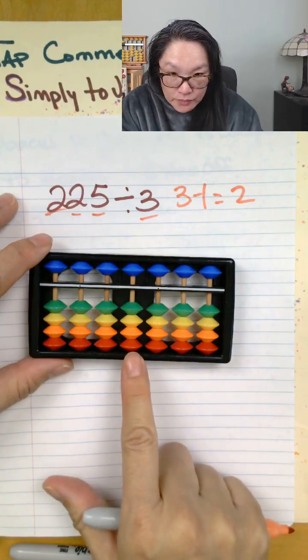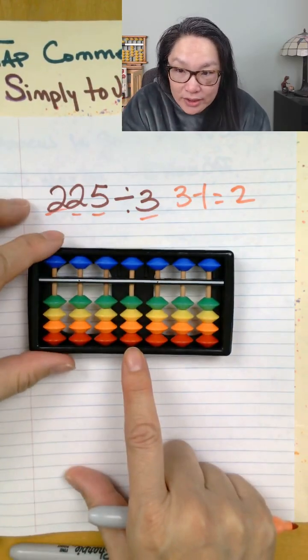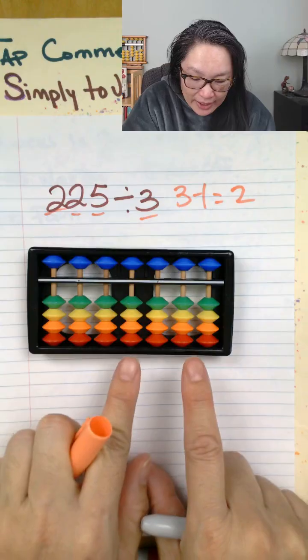Why are we going to start here? This is where I'm going to start. This is where I'm going to put my answer. We do this to understand where we put our answer. So my answer is going to start from here.